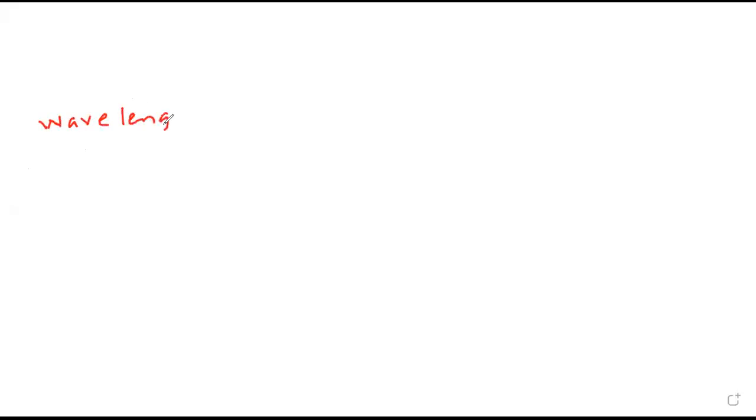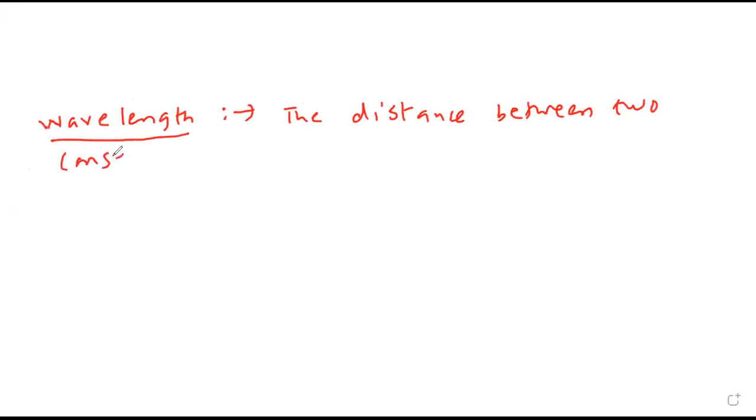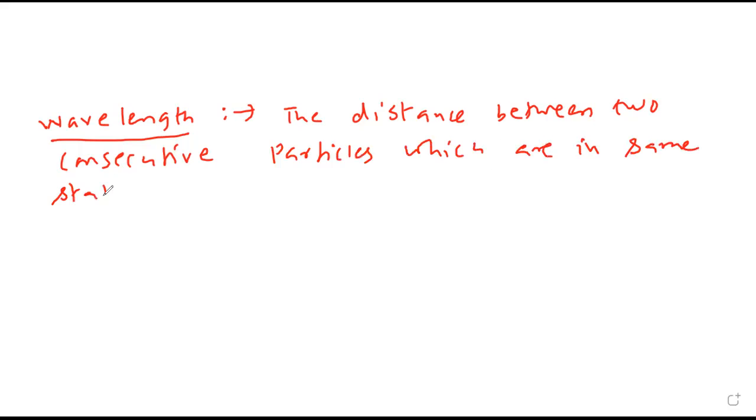What is wavelength? The distance between two consecutive particles which are in the same state of vibration is called wavelength.